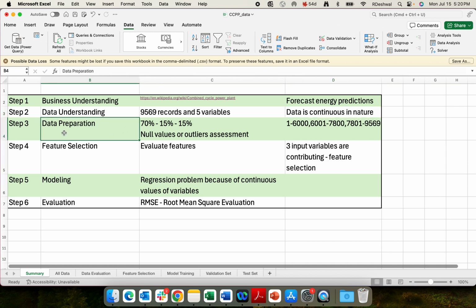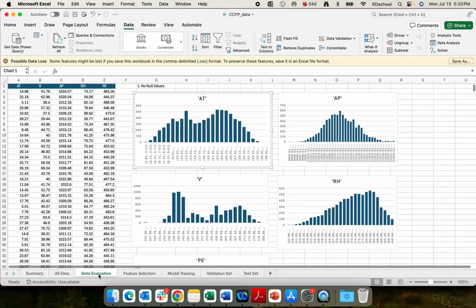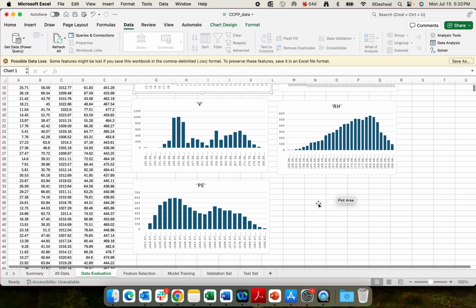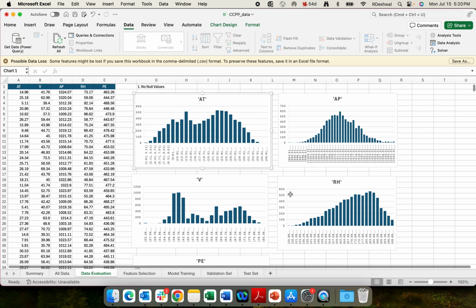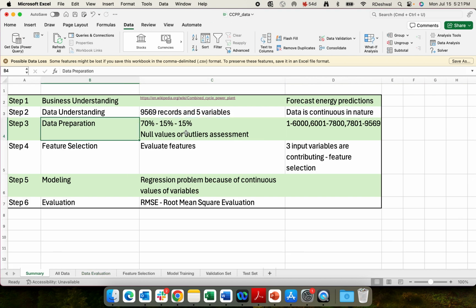Step 3 is to prepare the data. Among all the records, I split the data into 70%, 15%, and 15% for training, validation, and test set respectively. So I split the records into first 6,000 and then 1800 approximately, and then 1800 after that. And I also evaluated the data to assess if it has any null values or any outliers. I used these histograms to see that the data is within a range, there are not many outliers, and it is clean data. Because this data is clean to use, there are no further steps in preparation.